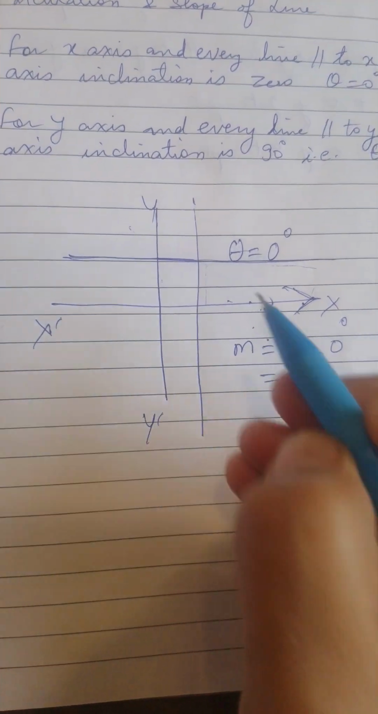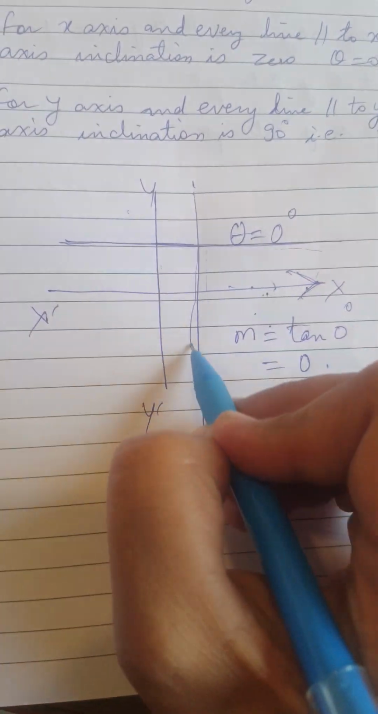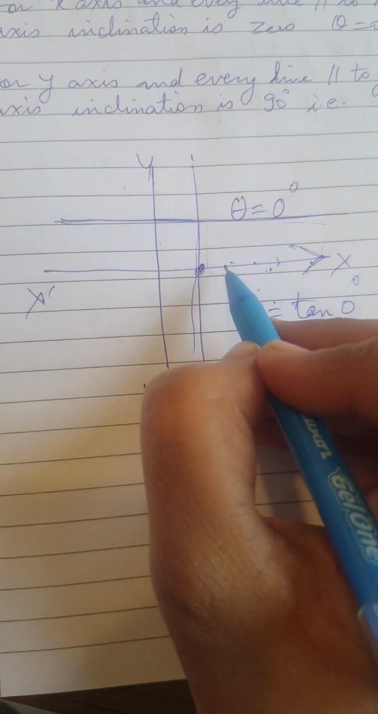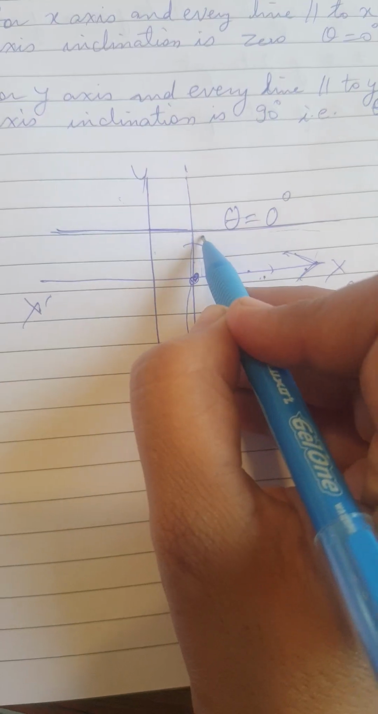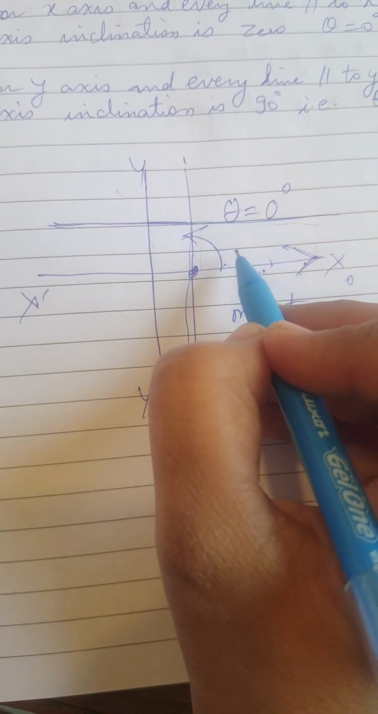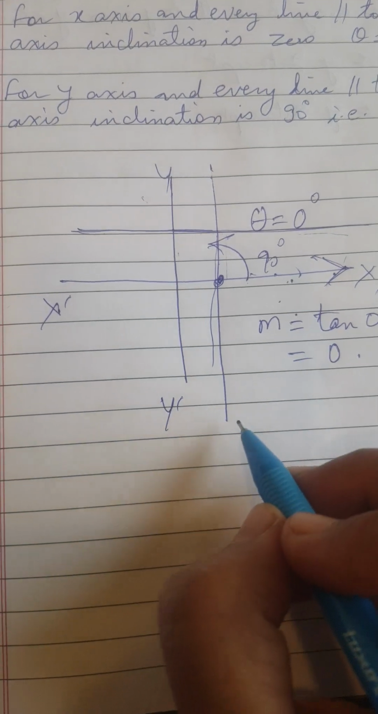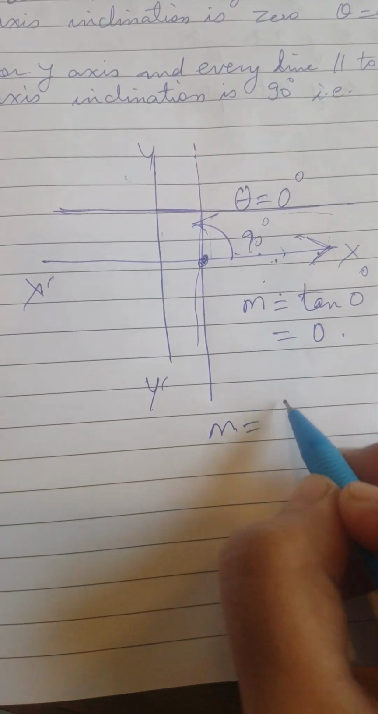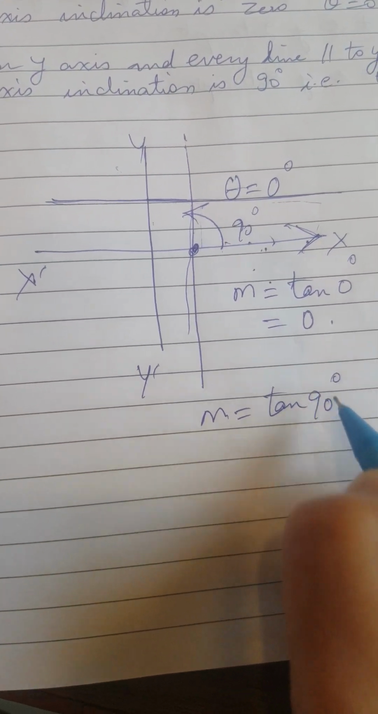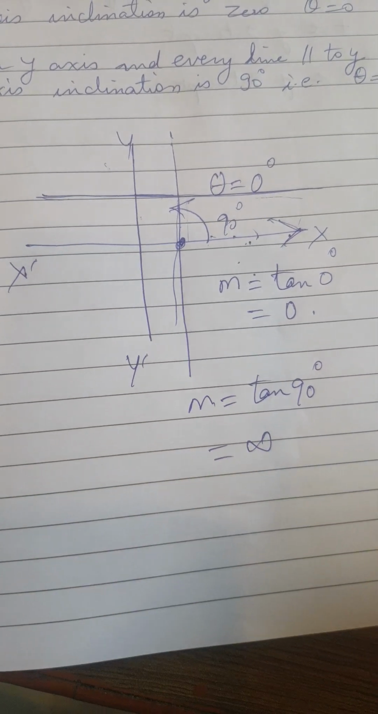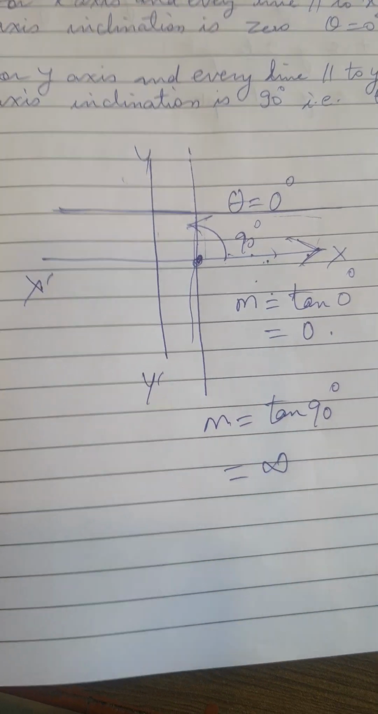Okay. Now for the y-axis and every line parallel to the y-axis, suppose I have this line which is parallel to the y-axis. Now see, this line is intersecting x here. So the angle anti-clockwise from the positive side of x would be 90 degrees for this line which is parallel to the y-axis. So the slope of such lines is m equal to tan 90 degrees, which is infinite.